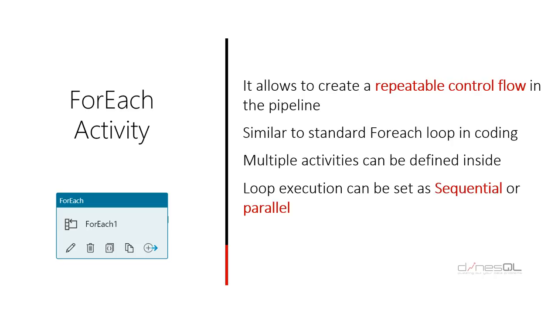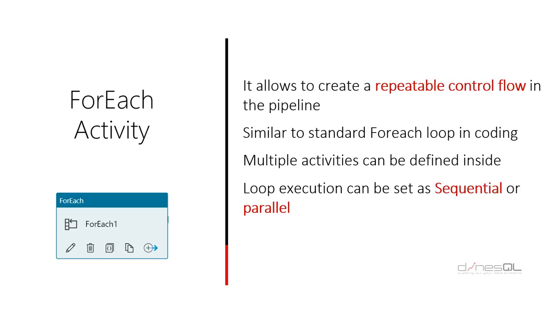When you get your for each loop executed, you can set the loop execution as either sequential or parallel. So it's something like this. If you think about the scenario we discussed, we talked about getting postal codes from lookup and then executing multiple activities based on the postal code.